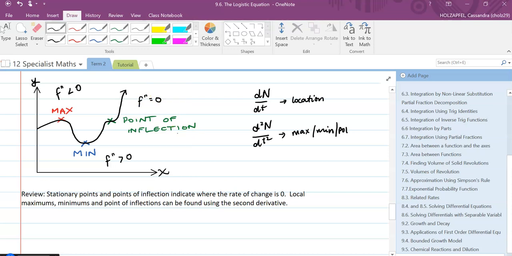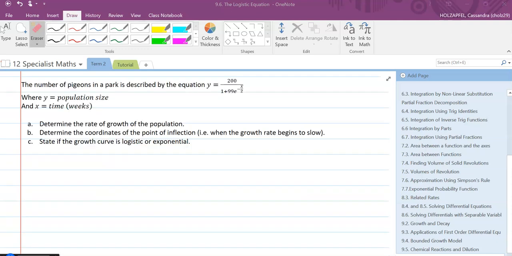So let's do an example to see whether or not this is going to be a logistic growth curve. The number of pigeons in a park is described by the equation y is equal to 200 over 1 plus 99e to the power of negative x over 2, where y is the population size and x is the time in weeks. Determine the rate of growth of the population.